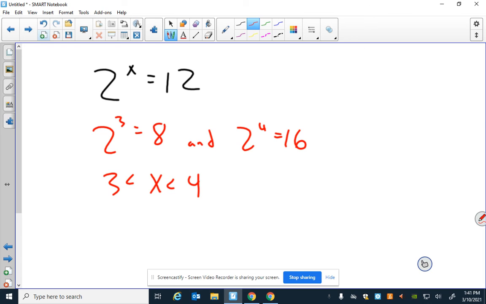That's a pain in the neck. You know what we can do? We can do log form. So instead, log base 2 of 12 is x. You can throw that one in your calculator, and it's going to give you a decimal, and that's okay. Right? Decimals are perfectly fine because it's going to give you a much more precise answer than somewhere between 3 and 4.